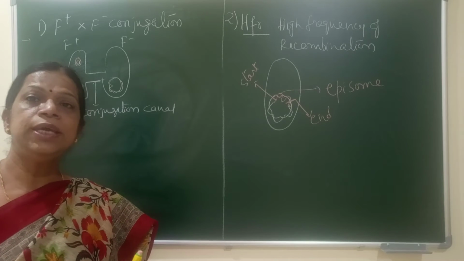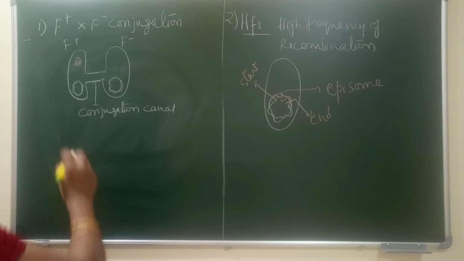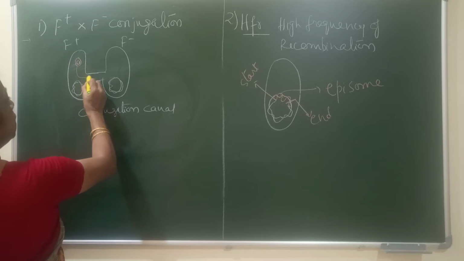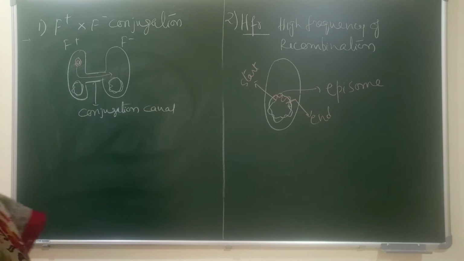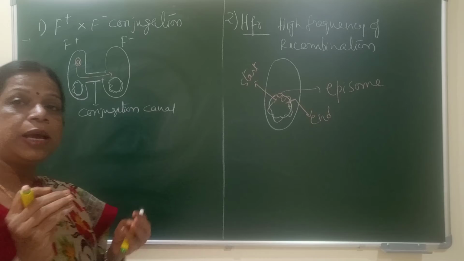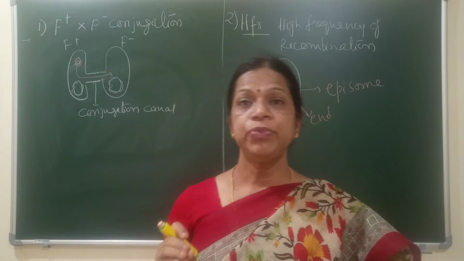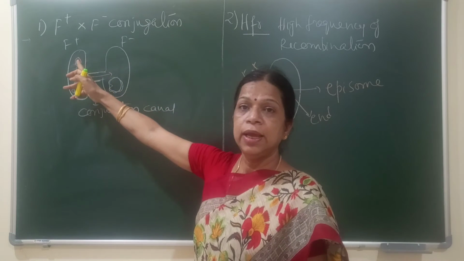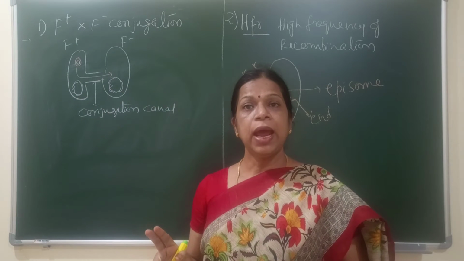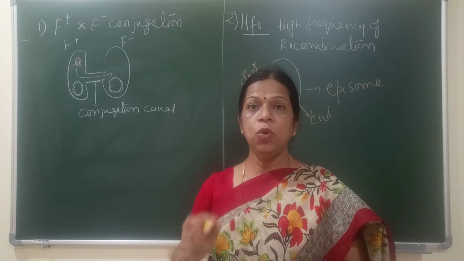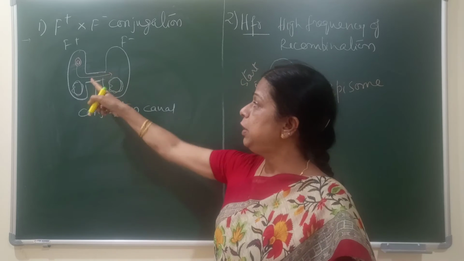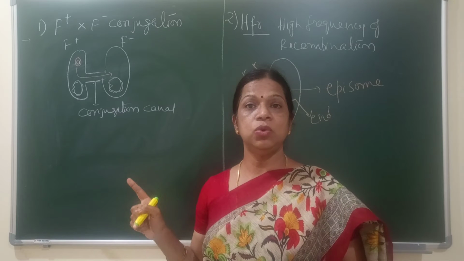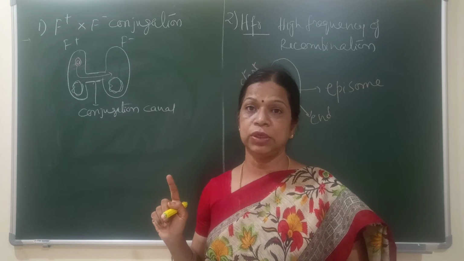Now once the conjugation process starts, this plasmid will get transferred to the F minus cell. First the plasmid becomes single stranded. It becomes linear first. That is, at one point it breaks and it becomes linear. And after it becomes linear, one of the strands will be transferred to the recipient cell through the conjugation tube.